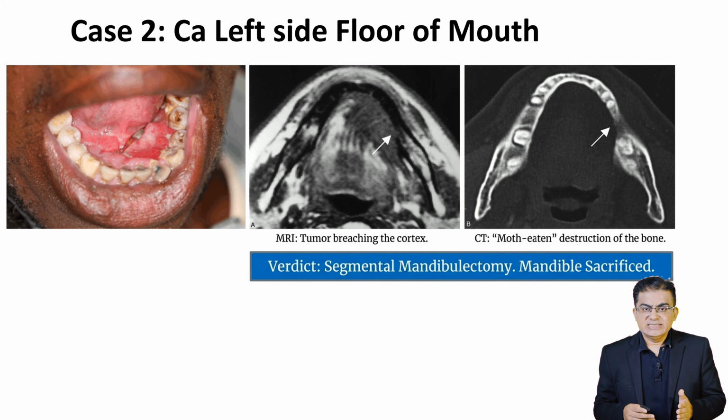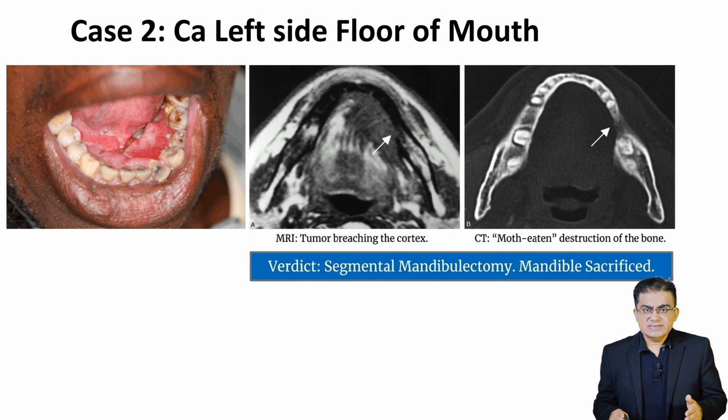Now look at this CT scan image on the right. Look at where the white arrow is pointing. That crisp white cortical line we saw in the previous patient's CT scan is completely gone in this case. It is totally destroyed. Compare it with the healthy opposite side. The bone here looks moth-eaten.